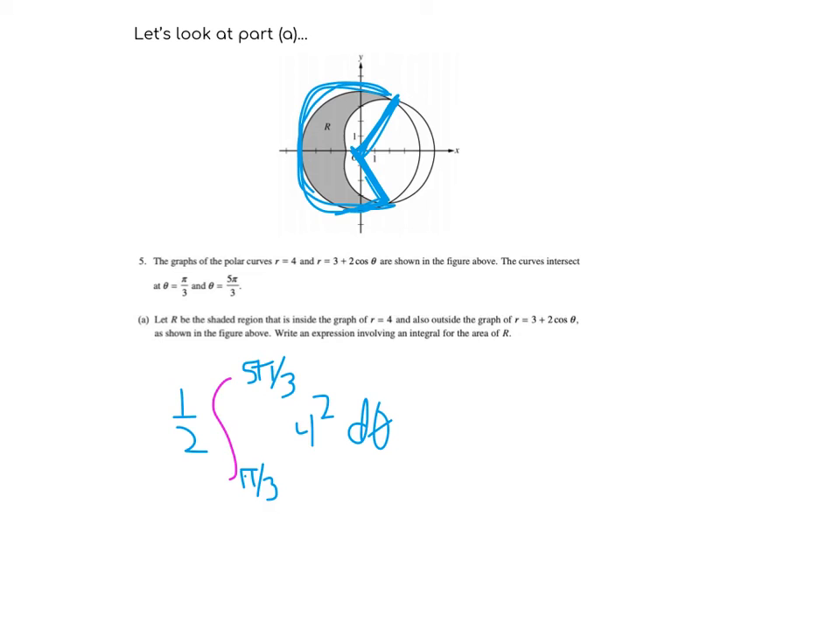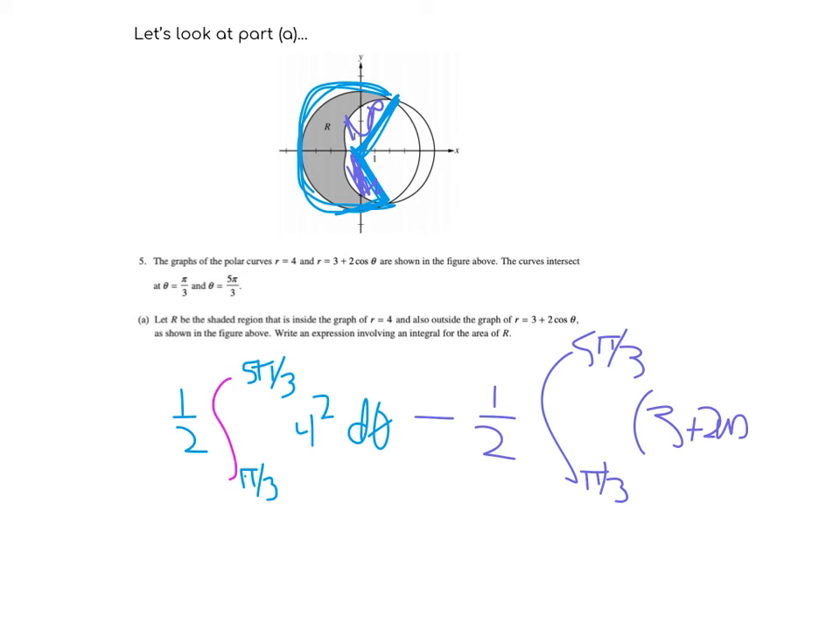And I take that circular region, and then I need to take away this part. So I need to subtract, I guess I could have done this as one integral, from pi over 3 to 5 pi over 3 of 1/2 times (3 plus 2 cosine theta) squared d theta. And that should get me what I want. Now be careful, because area you have to think of differently. It's 1/2 r squared d theta.